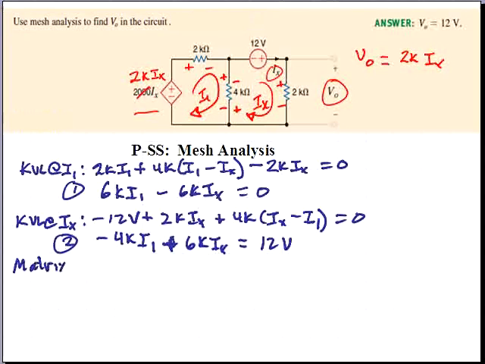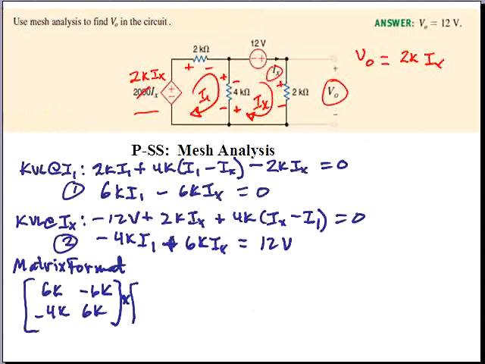You can write these two equations in a matrix format. So that is the resistance matrix. Then we have the current matrix I1 and IX. And that's equal to the voltages 0 and 12 volts. So this would be from equation 1 and from our mesh current equation 2.